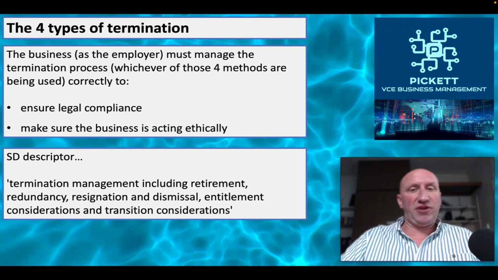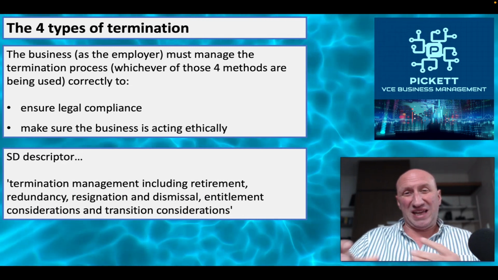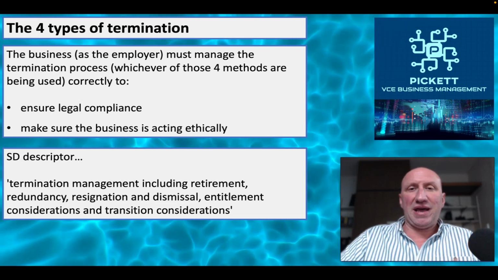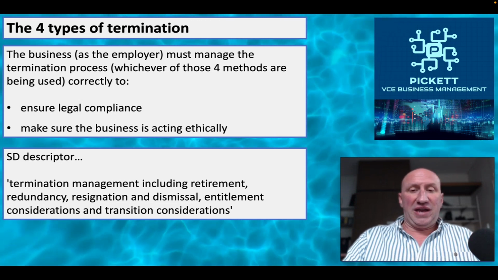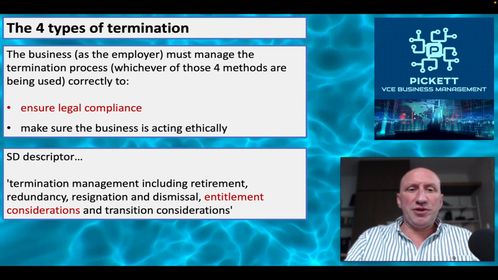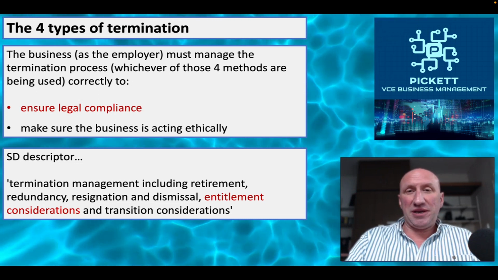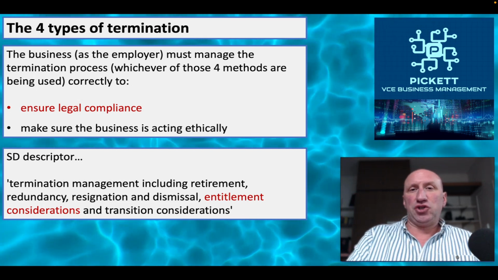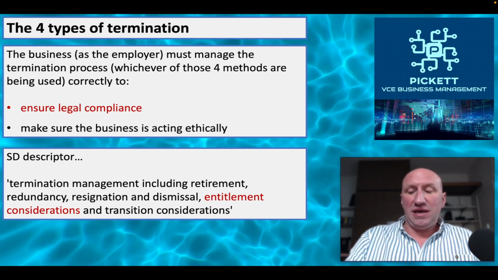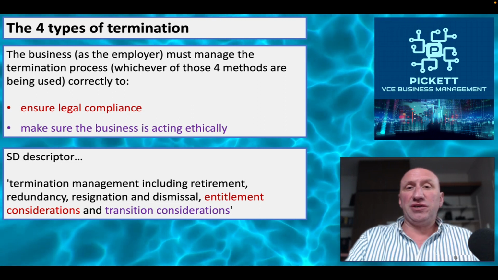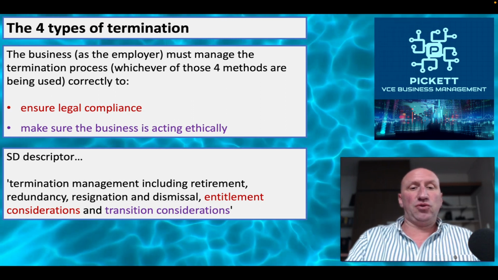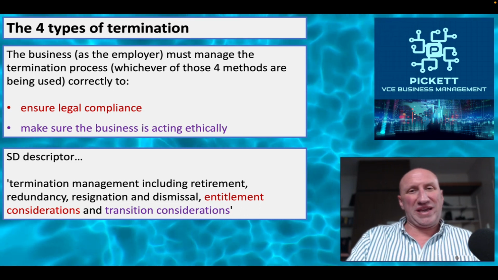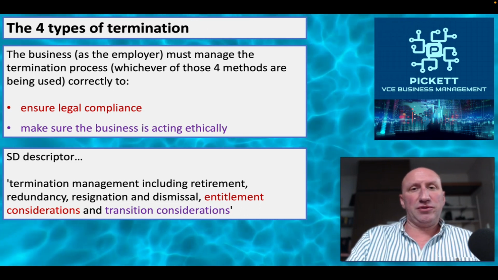Okay, so going back to our study design descriptor here, the key knowledge dot point, it said termination management including retirement, redundancy, resignation, and dismissal. So that's the 4, and we'll talk about each of those 4 in turn, exactly what they mean, how they play out. But then the entitlement considerations that are mentioned in the study design dot point, that's all about ensuring legal compliance. And then the transition considerations, that is all about making sure the business is acting ethically. So when we get to that part of the video, that will kind of make more sense.